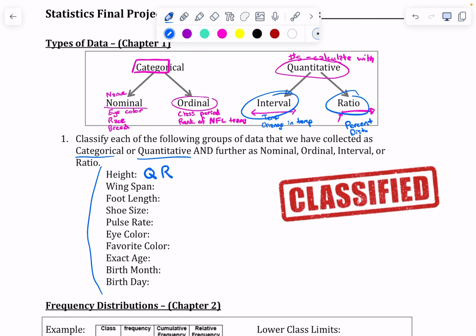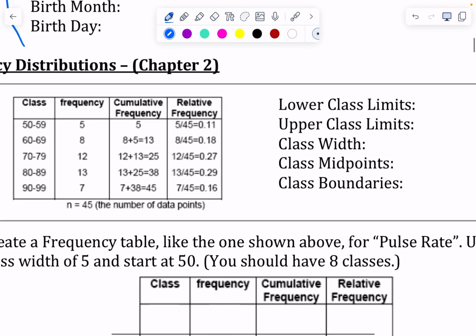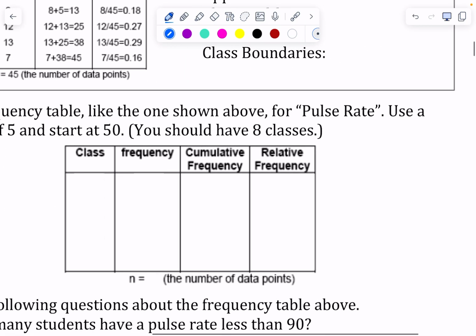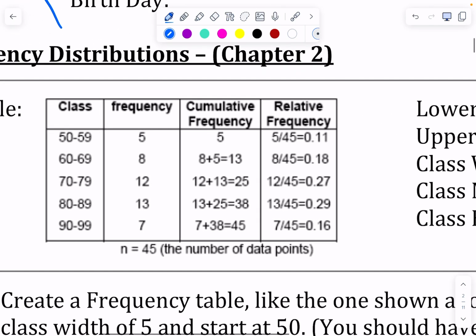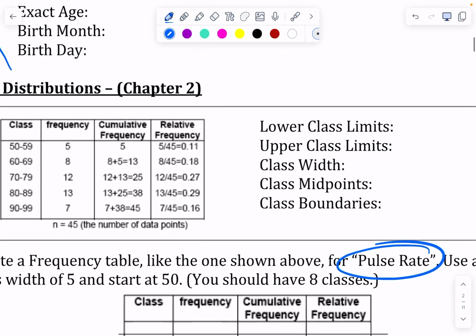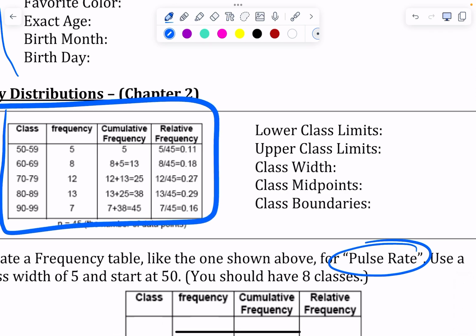Okay, sure. Birthday. Okay, frequency distributions. Are we ready for that now? Here is an example of a frequency distribution. You are going to create one with pulse rate data, and I'll tell you exactly what to do. I'm going to ask you for the lower class limits. Which numbers in this frequency distribution are lower class limits? What are they?